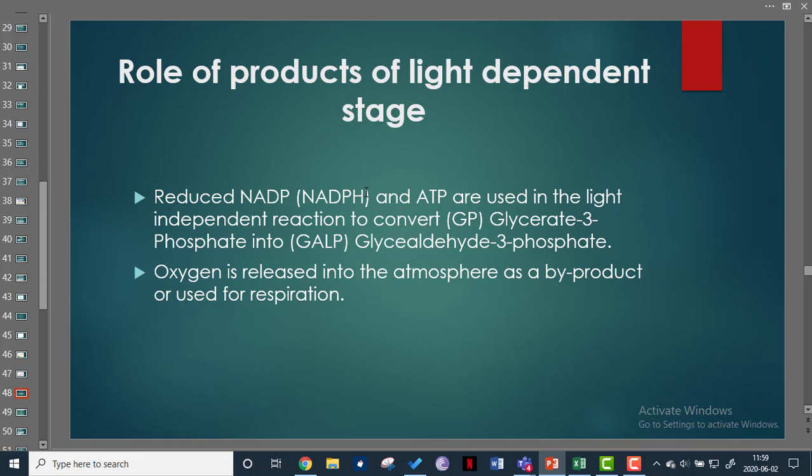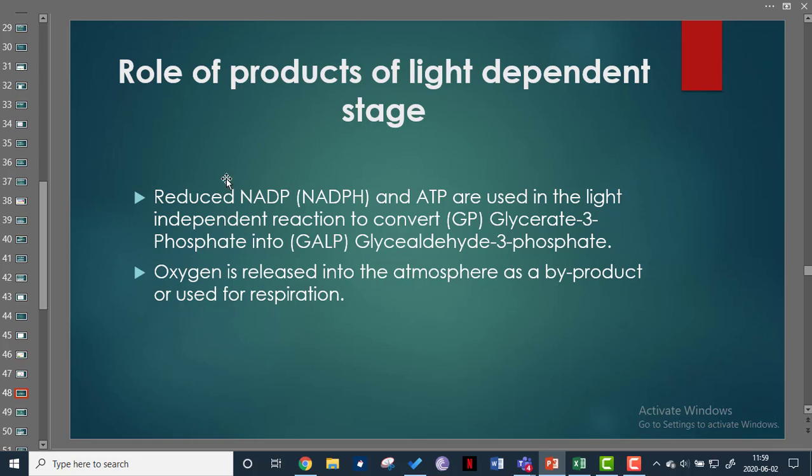Now, the next slide here, we are talking about the role of the products of the light-dependent stage. I want you to understand that two of those products are taken to the light-independent stage, the one that does not necessarily require light for it to take place, that occurs in the stroma. But the other product, which is oxygen, is actually released and used in the process of respiration.